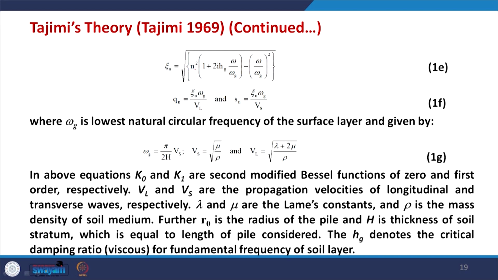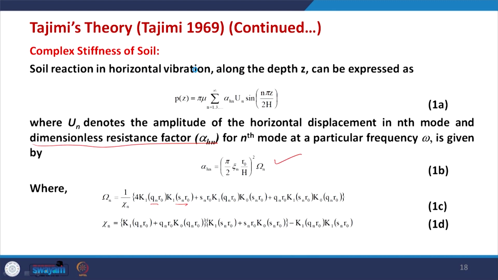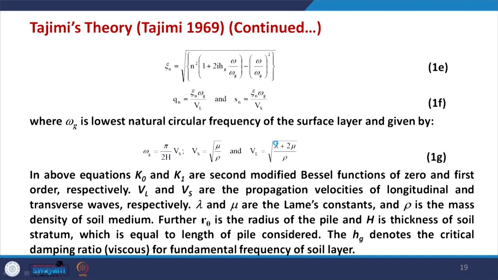So, damping here: first of all, n in these equations is the nth mode, which we have already defined. When n equals 1, you will get all the things for the first mode. So, what you have here for the damping ratio for the nth mode is defined from this relation.